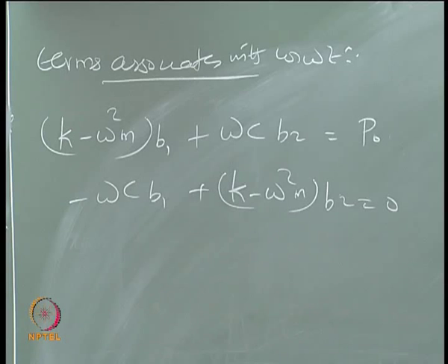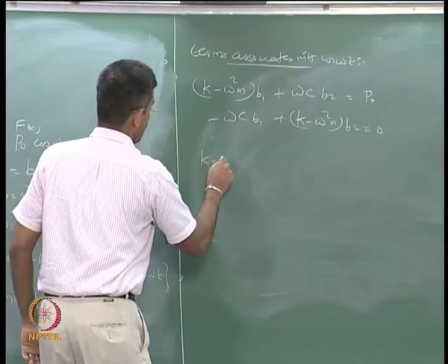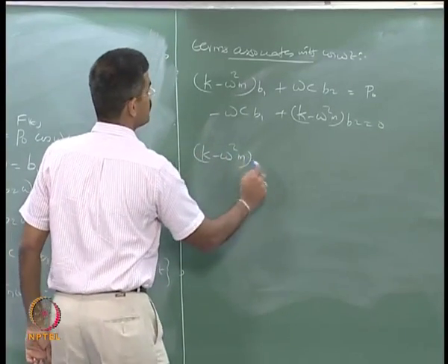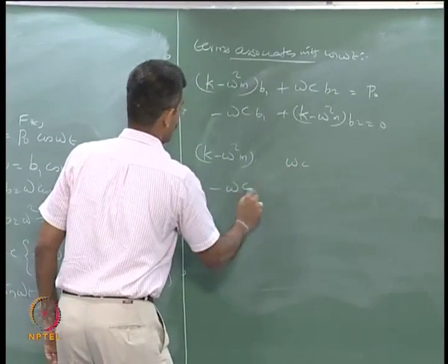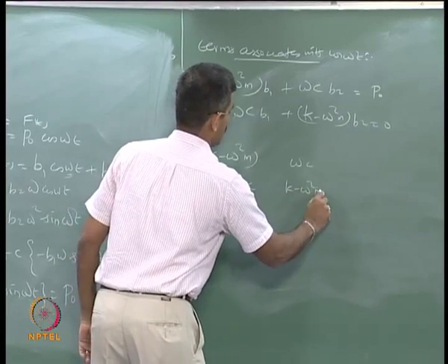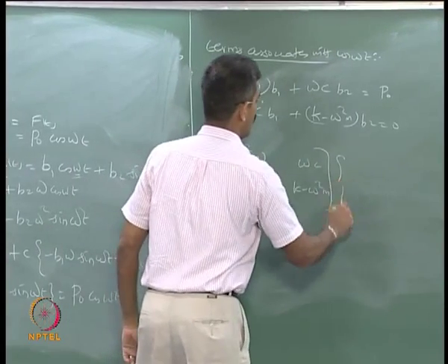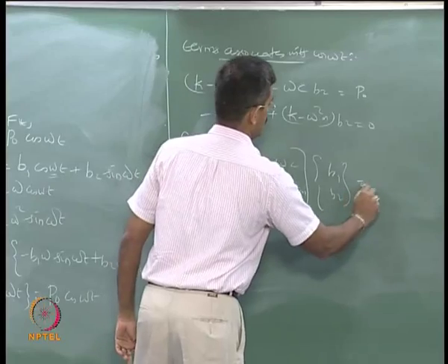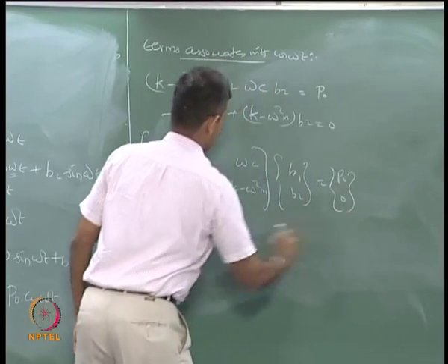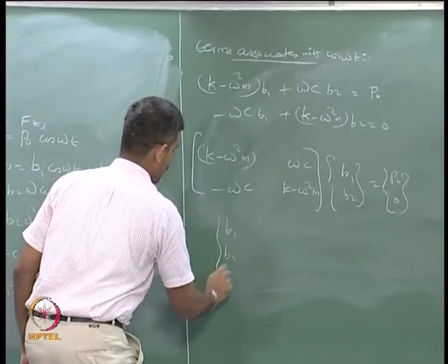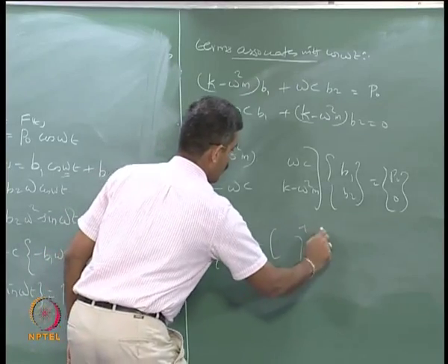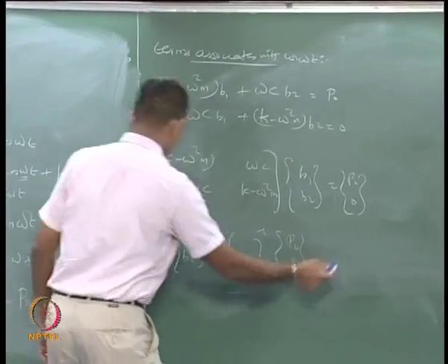All right. So, write in matrix form, invert it and get B1 and B2. I can write this as [K minus omega square m, omega c; minus omega c, K minus omega square m] of [B1, B2] is [P naught, 0]. So, [B1, B2] is nothing but inverse of this matrix of P0.